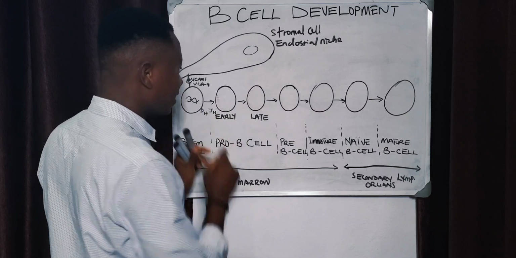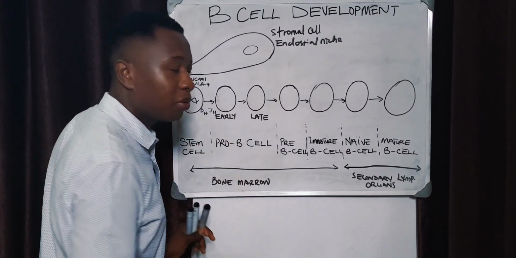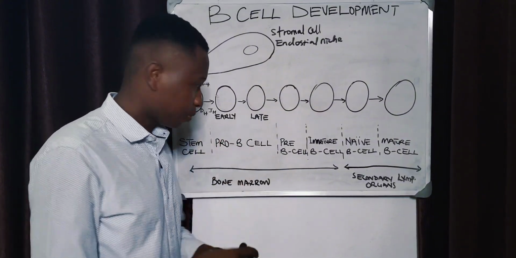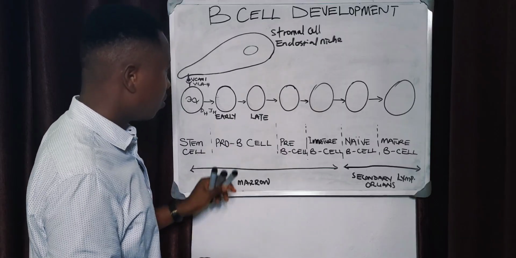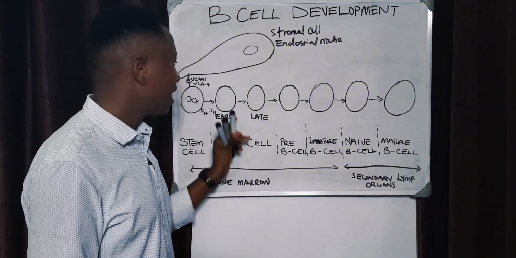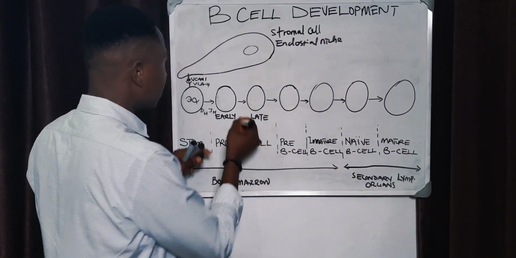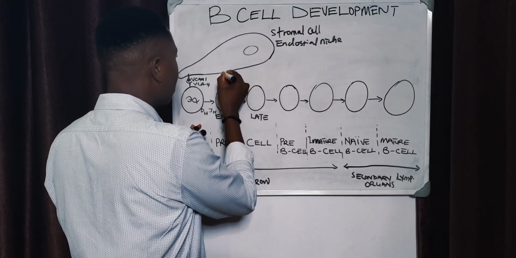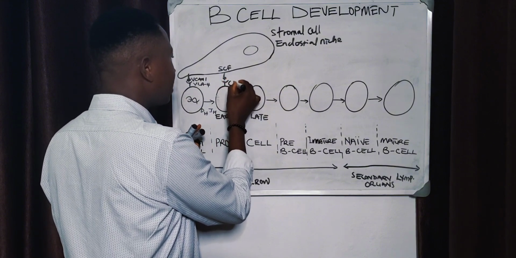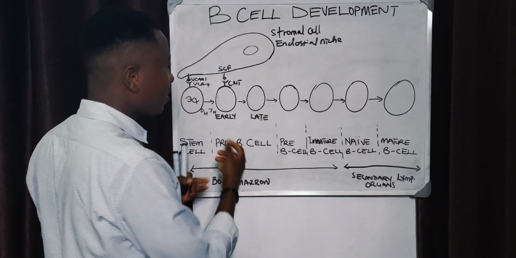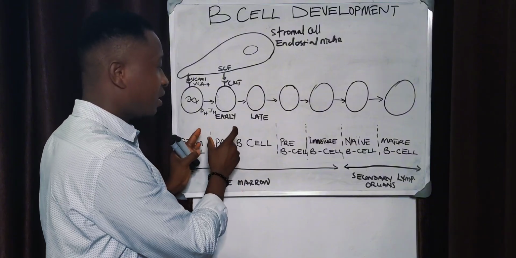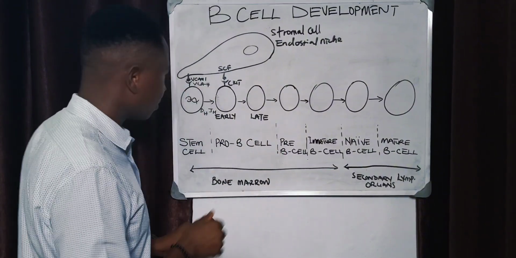Now it progresses to the next phase, which is the pro B cell, which is made up of the early pro B cell and the late pro B cell. What happens in the early pro B cell is that there is also a binding between a protein coming from the stromal cell and that of the early pro B cell. And that binding is between what we call the stem cell factor and c-kit. Now what does this binding do? It progresses this early pro B stage to the late pro B stage.